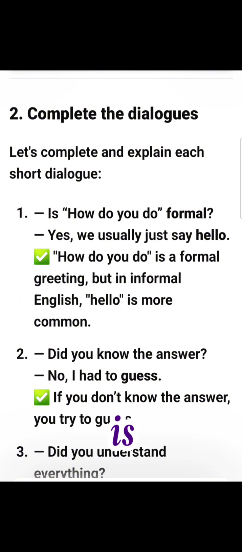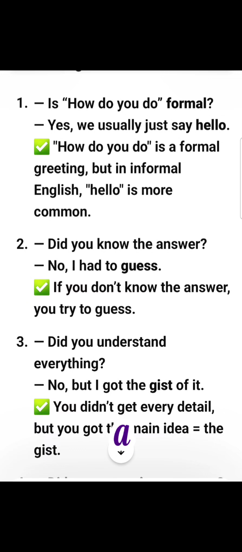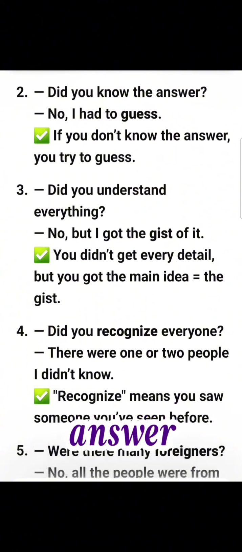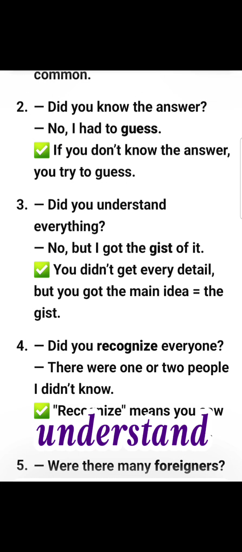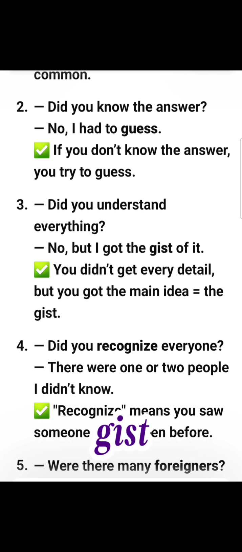1. Is "how do you do" formal? Yes, we usually just say hello. How do you do is a formal greeting, but in informal English, hello is more common. 2. Did you know the answer? No, I had to guess. If you don't know the answer, you try to guess. 3. Did you understand everything? No, I got the gist of it. You didn't get every detail, but you got the main idea, equals the gist.